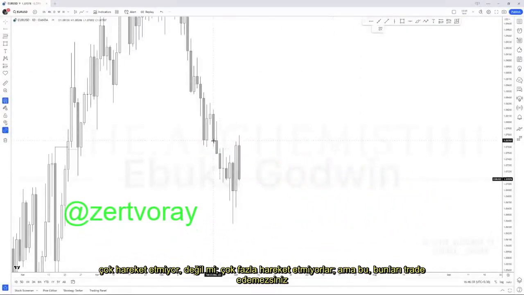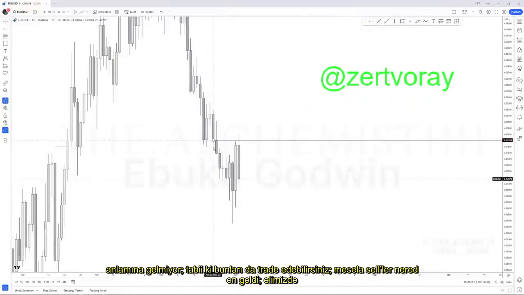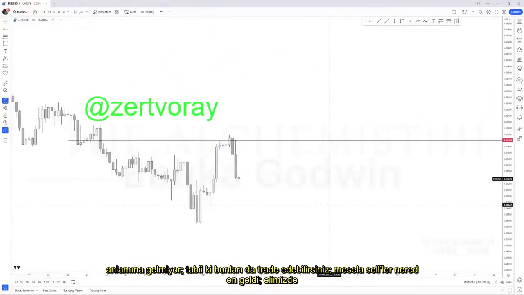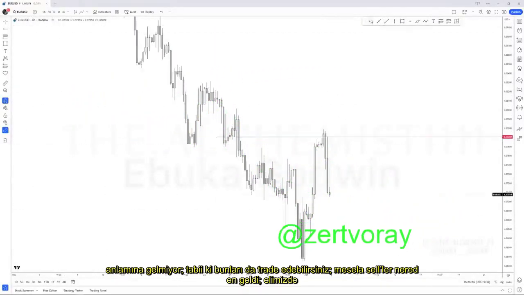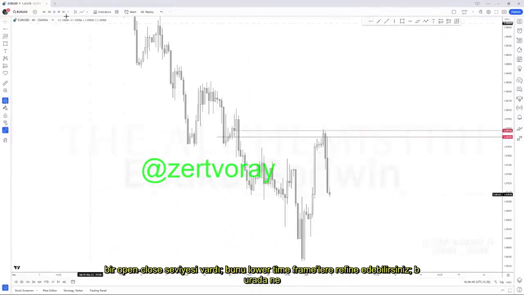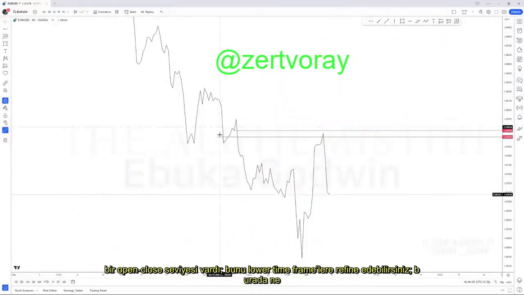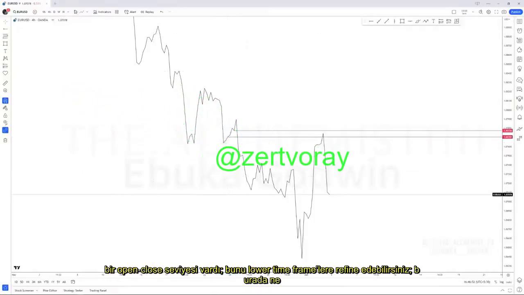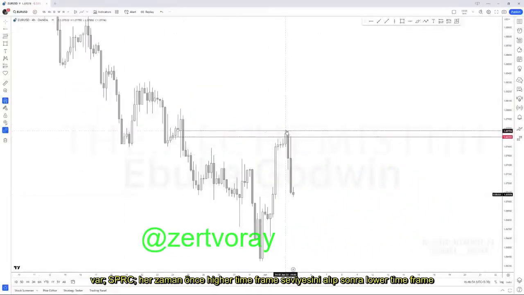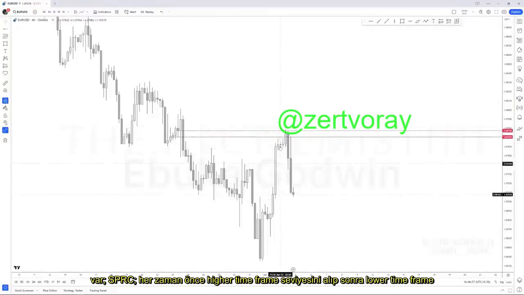We had an open close, right? We had an open close here. What you could do is refine it into the lower time frames. What do we have here? SPR. See, always picking up a higher time frame level and then refining it into the lower time frame level. Steps, minutes. Can you see? Now look at this one.